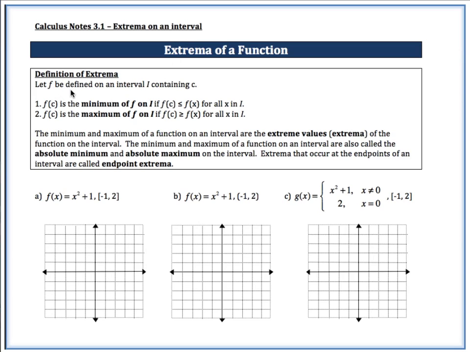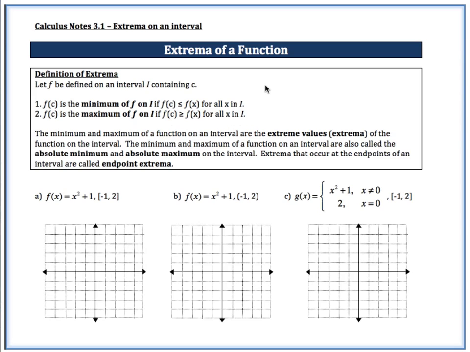It says let f be defined on an interval I containing the point x value of c. So f of c is the minimum of f on I if f of c is less than or equal to all f of x for all x in our interval. Likewise, f of c is the maximum of f on I if f of c is greater than or equal to f of x for all x in I.